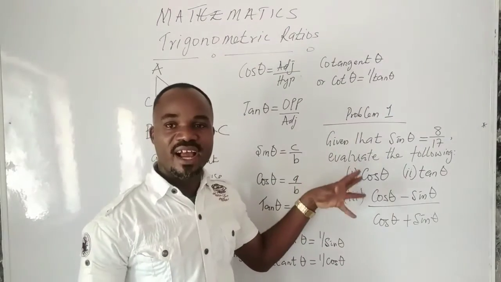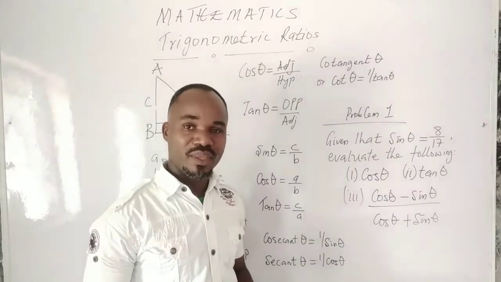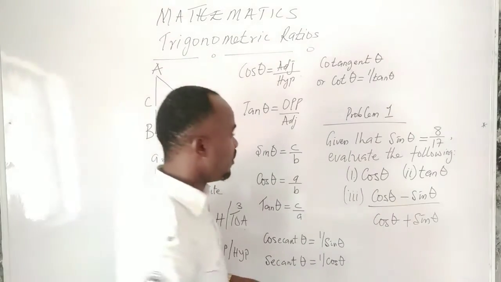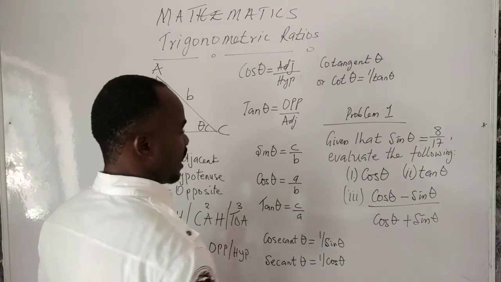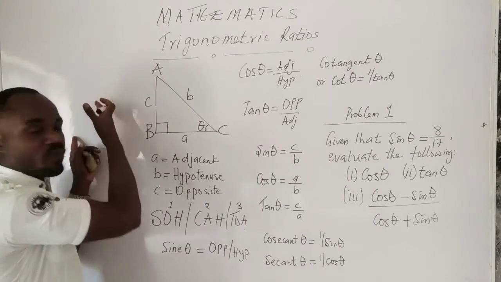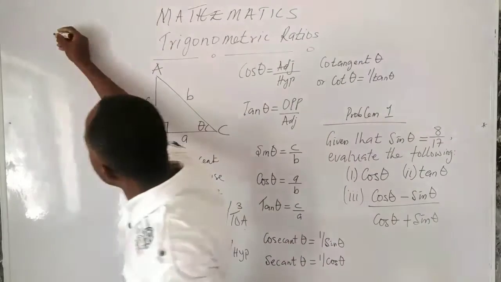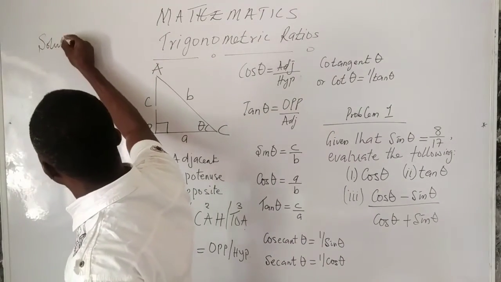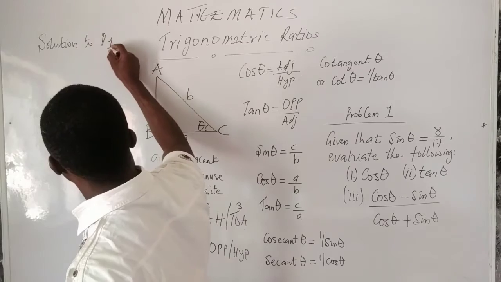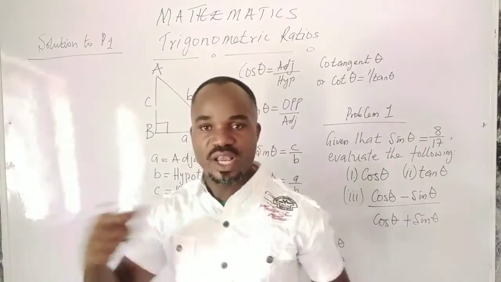We are expected to solve this using trigonometric ratios. Having built the basics, we can solve this immediately. All right. So we need our solution. We take our solution from this point, and then we solve down. Solution to P1. P1 means problem 1. Solution to P1 simply means solution to problem 1 that we have here.